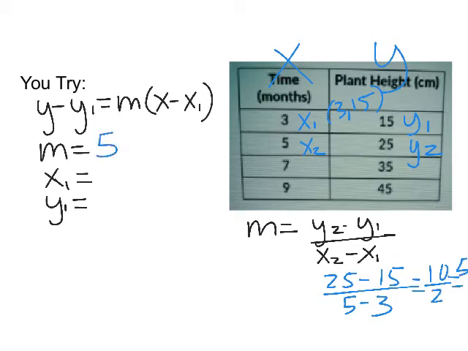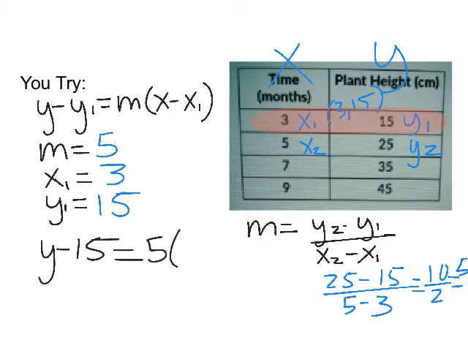So my m is 5, and then I just need to pick any one of these points to be my x1, y1. So I'll stick with the first one. I'll use 3 for my x1 and 15 for my y1. The only requirement here is that they are coming from the same row, right? If I want 3 to be my x1, then 15 has to be my y1. I can't mix and match. So that means my equation is going to be y minus 15 equals 5 times x minus 3.